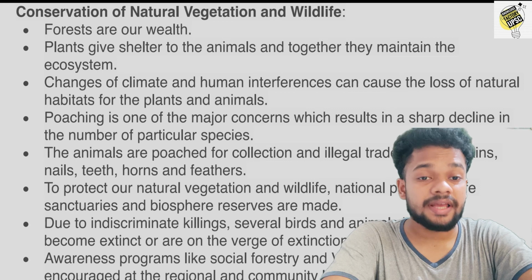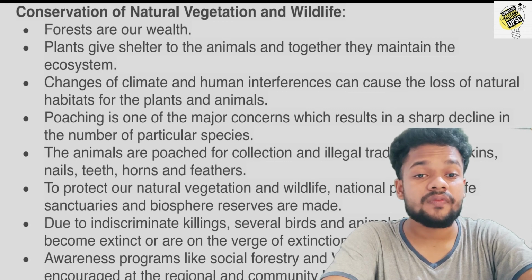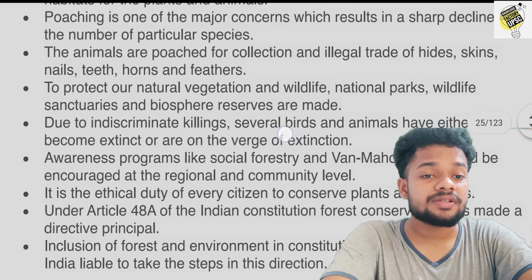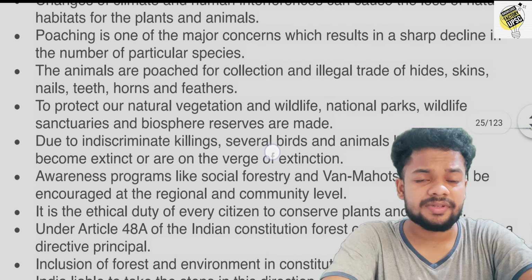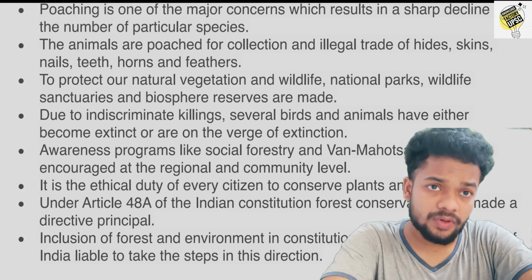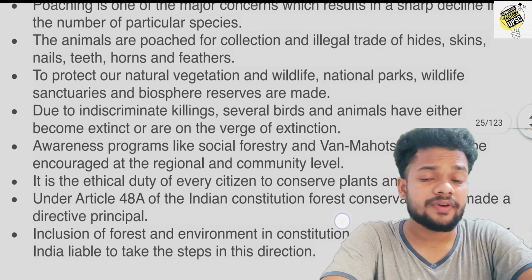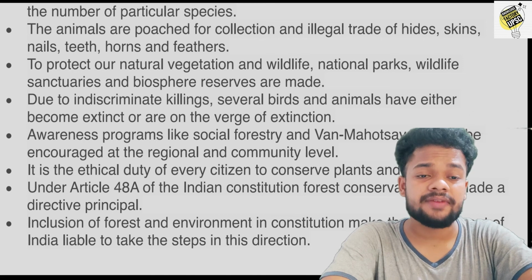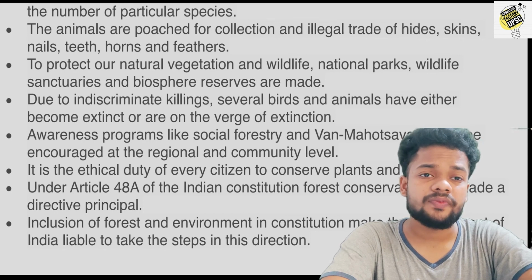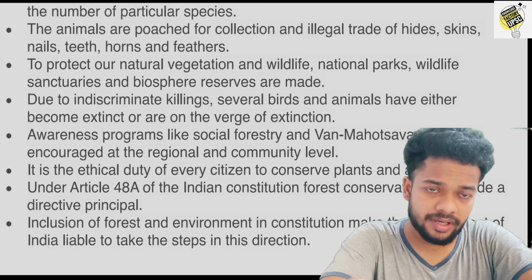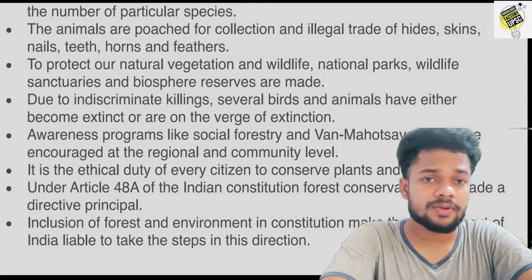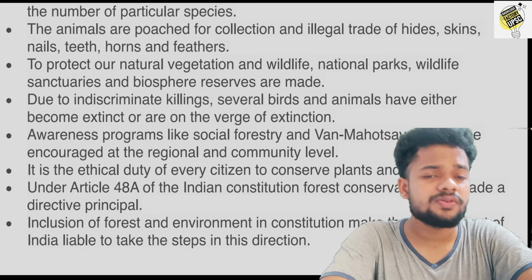Okay, and changes in the climate and human interference can cause the loss of natural habitats of the plants and animals. Poaching is also a major concern, which results in a sharp decline in the number of particular species. That means hunting, or illegal hunting, in the forest areas also leads to the decline of different kinds of species. To protect our natural vegetation and wildlife, national parks, wildlife sanctuaries, and biosphere reserves are to be made. Several acts are also in place, such as the Indian Forest Act, because it is our duty to conserve the forest, as they are also living organisms and they have the right to live on our earth itself.